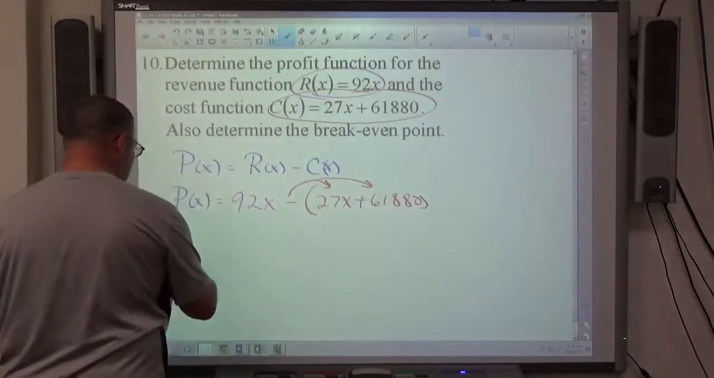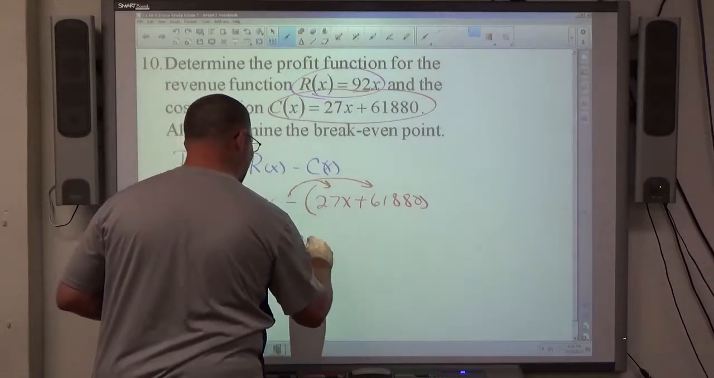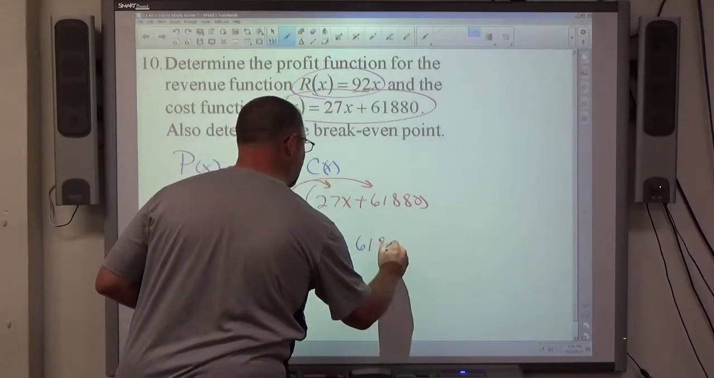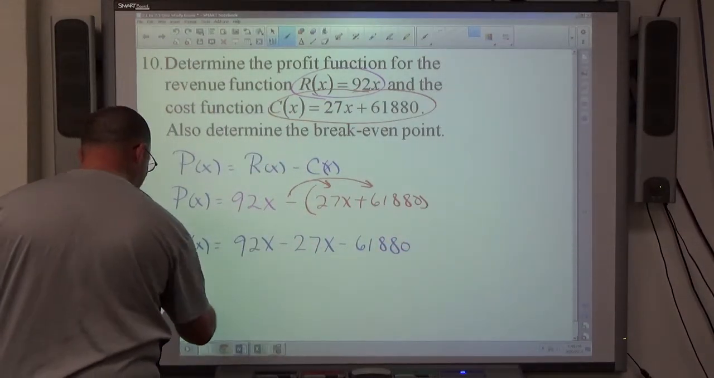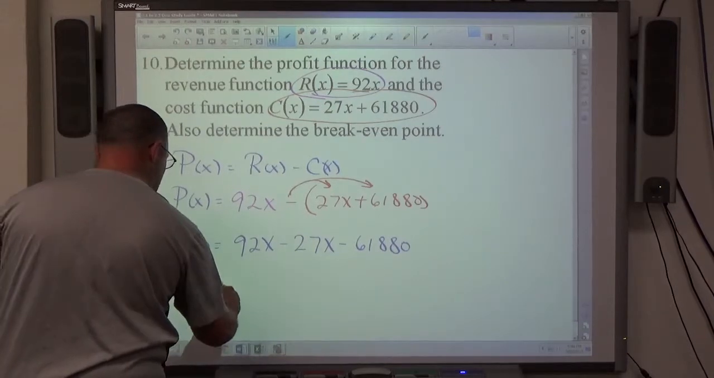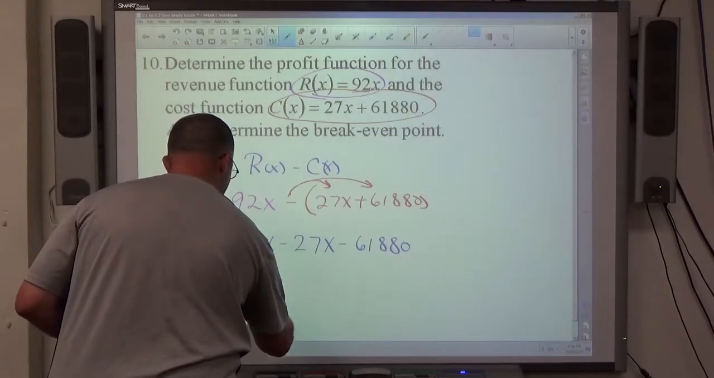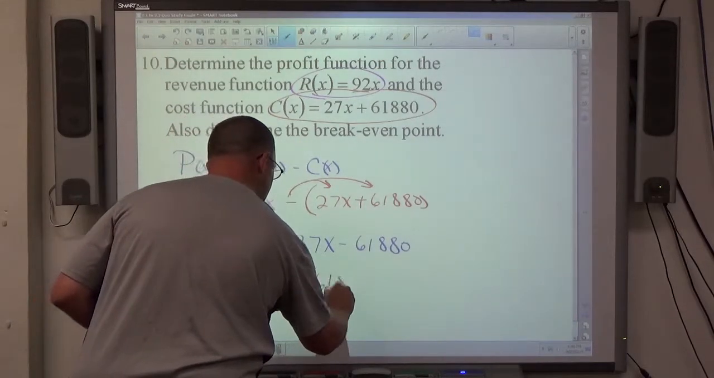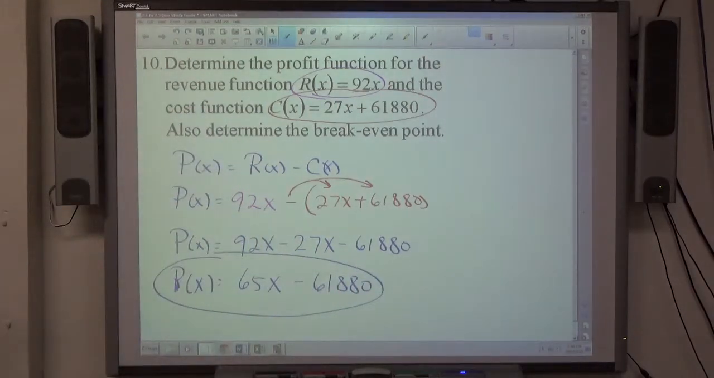I then want to simplify this as much as possible, so I'm going to get 92x minus 27x minus 61,880. Subtracting 92 and 27 gets me 65. So there's my profit function. I'll give you the revenue and cost function. You simply have to apply this idea correctly and simplify correctly to get the correct profit function.